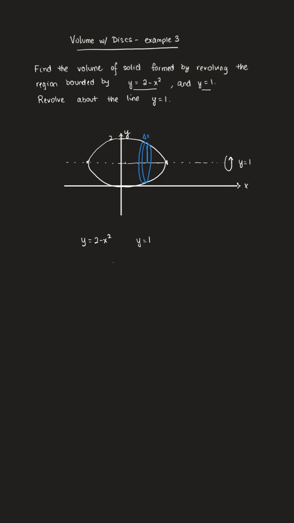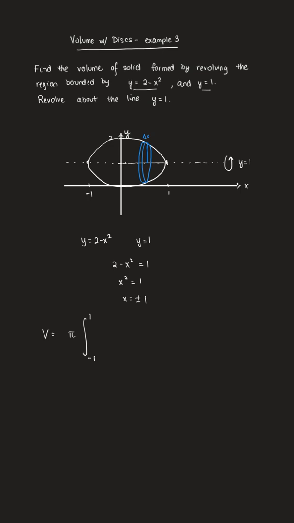So here we can set these equal to each other. So 2 minus x squared equals 1. If I move it to the other side and subtract 1 from both sides, x squared is 1. So x is plus or minus 1. So this is negative 1, and that is 1. So we know for our volume, we'll have our pi. We're going to integrate from negative 1 to 1. We could probably do from 0 to 1 and multiply by 2, since this is going to be symmetric.